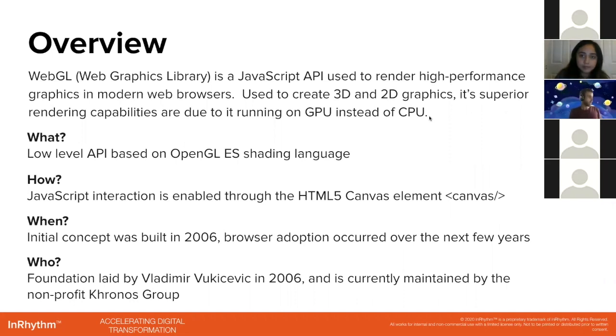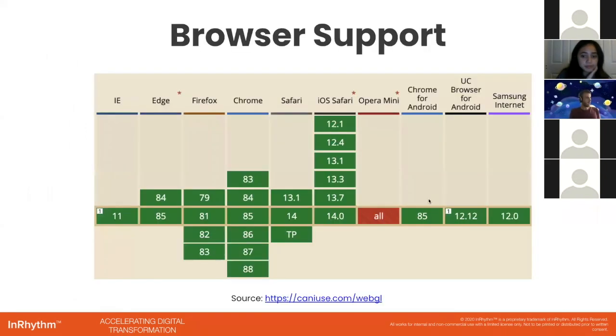So what is it? It's a low-level API. It's based on OpenGL ES, which is a shading language. We'll talk a little bit about that. And you interact with it using the HTML5 canvas element. So probably some of the front-end developers especially will have worked with canvas elements before, and so that part might be a bit familiar.